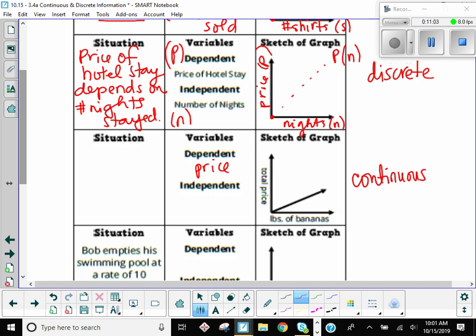Pounds of bananas. So I do have a question though about this one because it seems really similar to the other ones. Cost depends on the number of pounds of bananas. Why is this continuous and not discrete? Because the pounds is different. Not every bunch of bananas is going to weigh exactly the same, right?